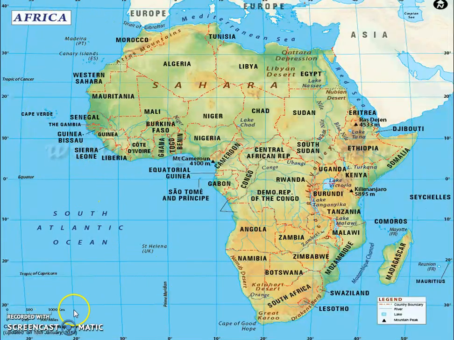Now there are two divisions of the Atlantic Ocean. One is the South Atlantic Ocean, right? That is the ocean that is below the equator, known as the South Atlantic Ocean. And as you go towards the northern side of the equator, you find that the water over here is of the North Atlantic Ocean. So we can say that Africa is covered with water.